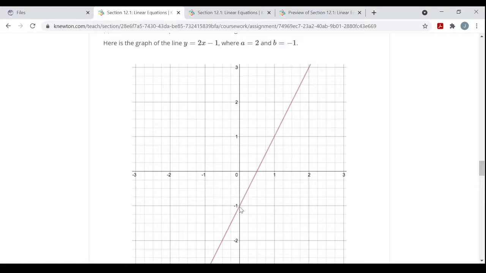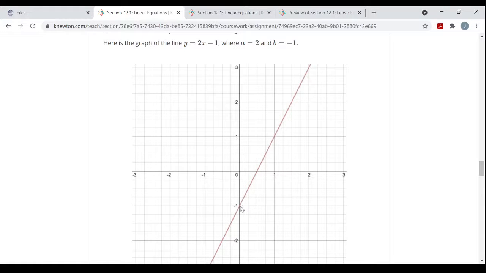And then when they say the slope is positive 2, that means if I increase x by 1 unit, so I go to the right 1 unit, so from x equals 0 here to x equals 1, I have to move up 2 units, right? If you have a positive slope, it means you're moving up. If you have a negative slope, it means you're moving down.